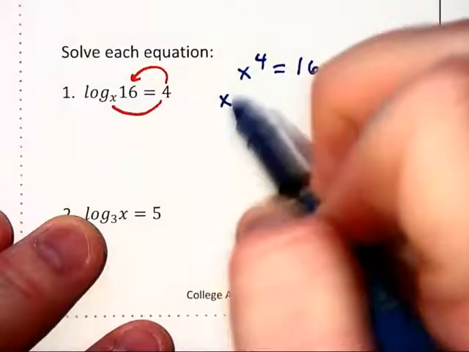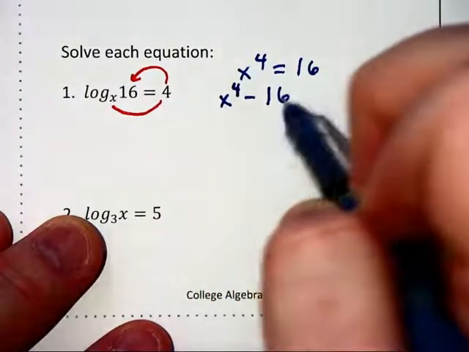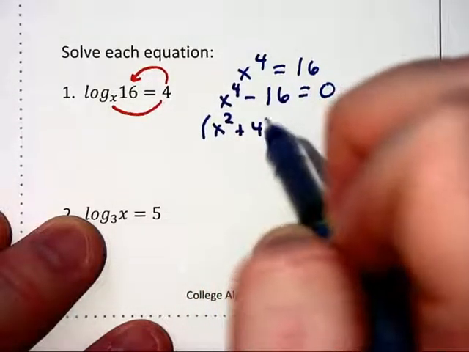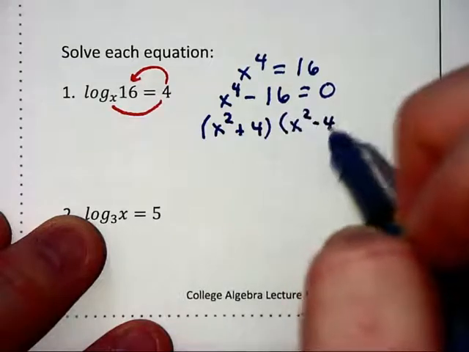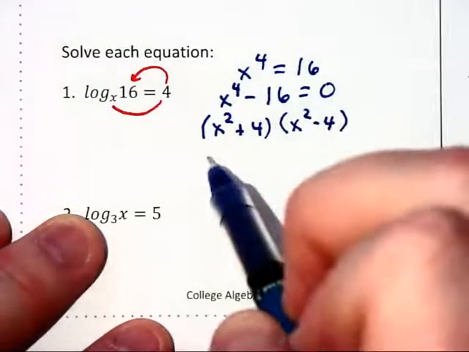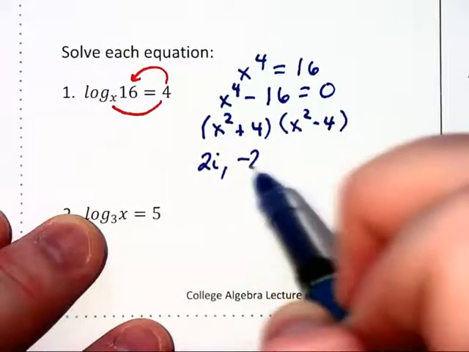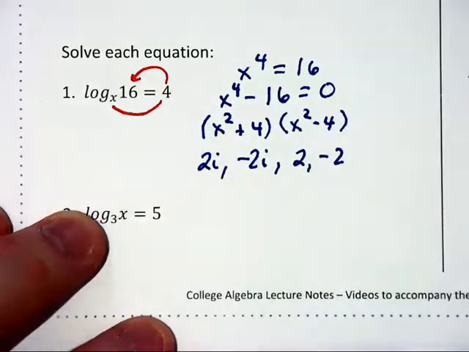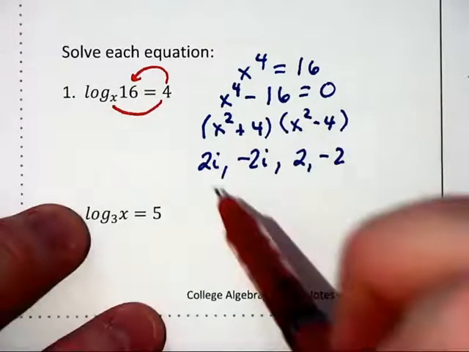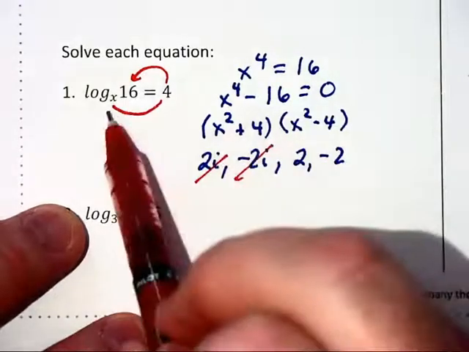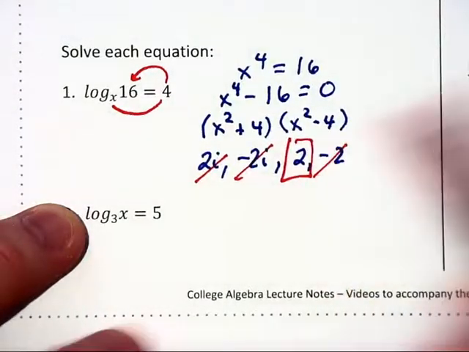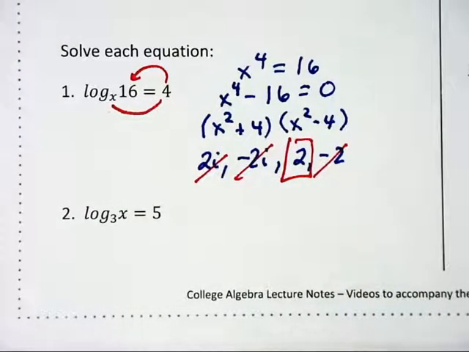If we were to bring the 16 to the left and write x to the 4th minus 16 is equal to 0, this will factor into x squared plus 4 times x squared minus 4. And then we would have answers of 2i, negative 2i, 2, and negative 2. But it turns out that you cannot have a negative base because we're solving for the base there, or you can't have an imaginary base. So you were right in guessing 2 is the answer, but we had to go through and verify why that was the only answer.